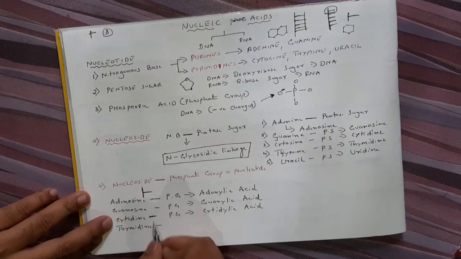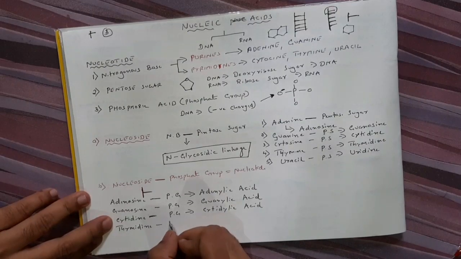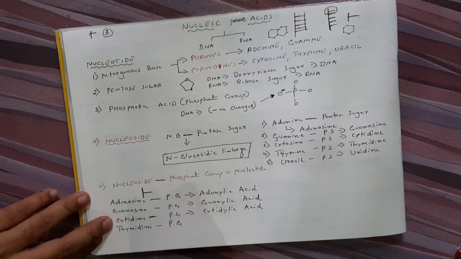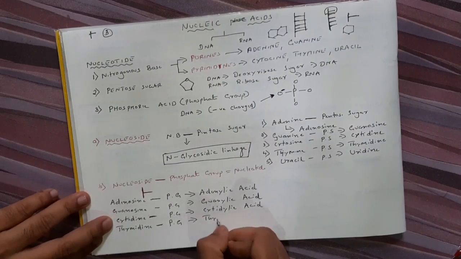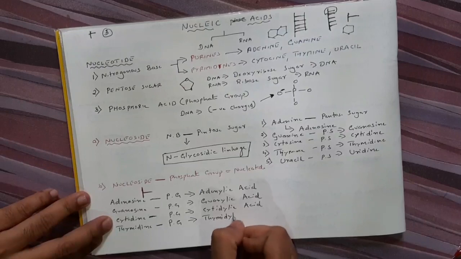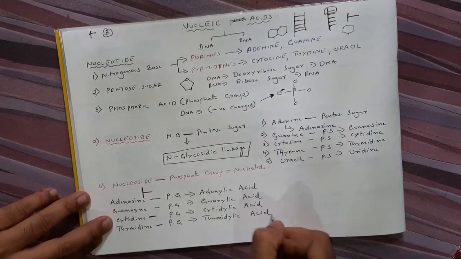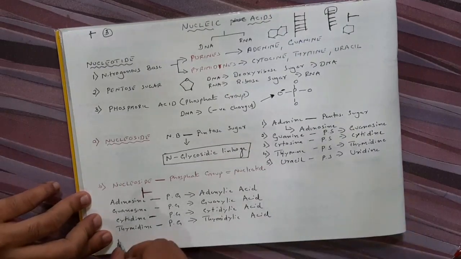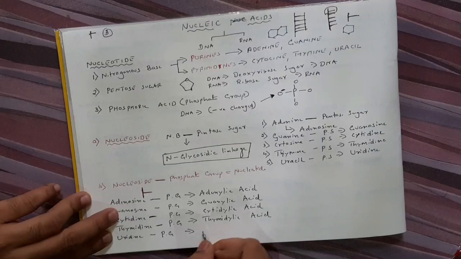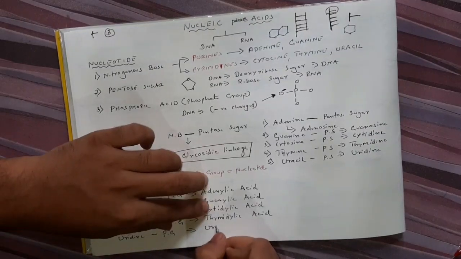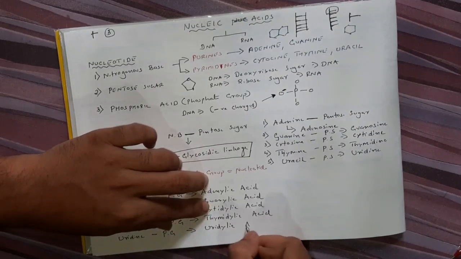Okay, when it binds to pentose sugar, it makes thymidine. When thymidine links to the phosphate group, you call it thymidylic acid. Done, easy. The next one, the last one, in the case of RNA, when uridine binds to the phosphate group, you call it uridylic acid.